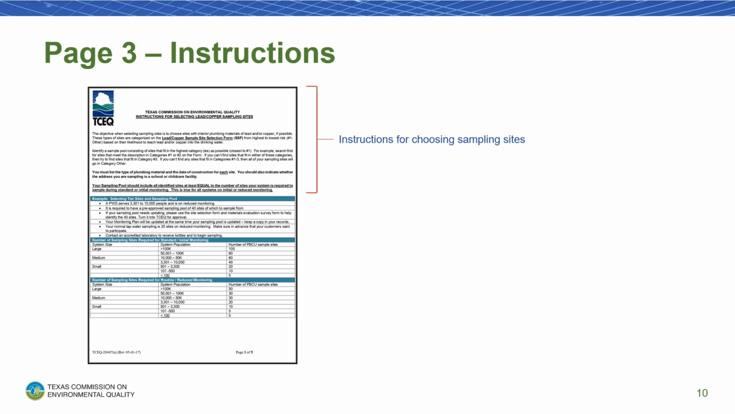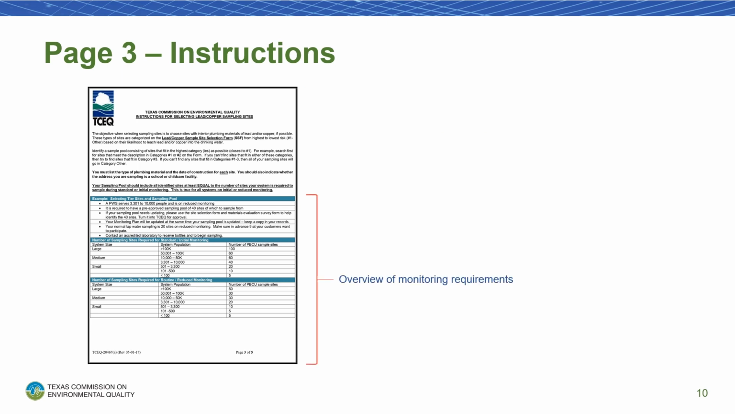Pages 3 and 4 of the form provide instructions and guidelines for selecting the appropriate tiers for your sites. Page 3 has 2 sections. The top section provides instructions on choosing appropriate sampling sites and highlights the importance of finding sites within your distribution system that are the highest risk for lead and copper. The bottom section of the page provides a table that shows how many sample sites your system is required to sample at during each monitoring period based on the population.